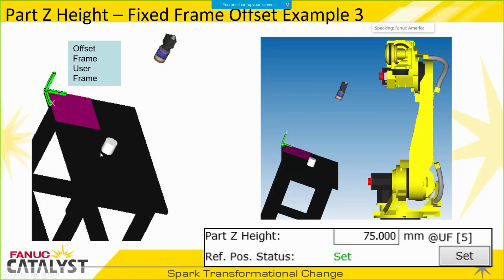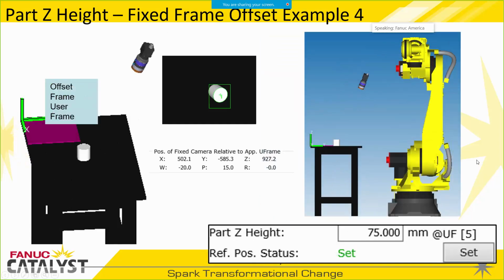In this case, where we have a table off at an angle or a fixture off at an angle, we have our camera also at an angle, so we're nice and square to the surface. So our offset frame represents how this table is sitting relative to the robot. In this case, the part Z height is the same, 75 millimeters.